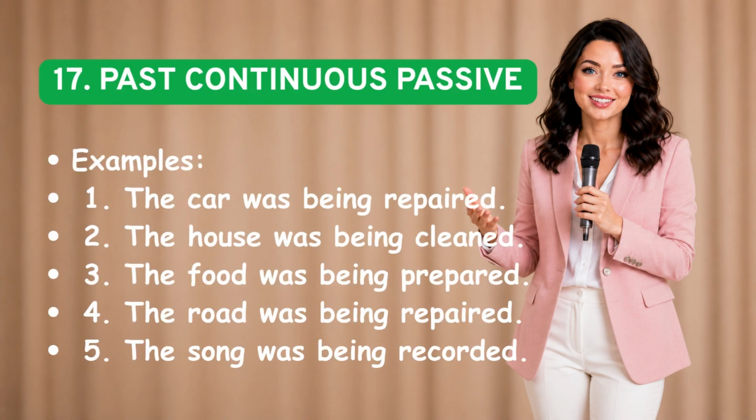17. Past continuous passive examples. 1. The car was being repaired. 2. The house was being cleaned. 3. The food was being prepared. 4. The road was being repaired. 5. The song was being recorded.